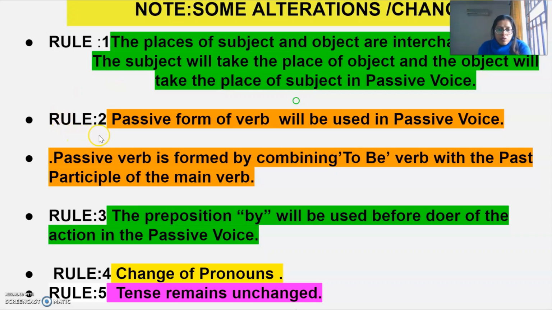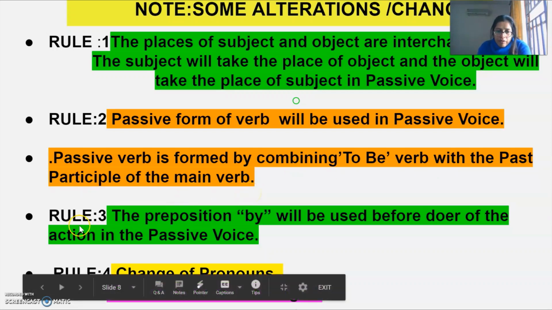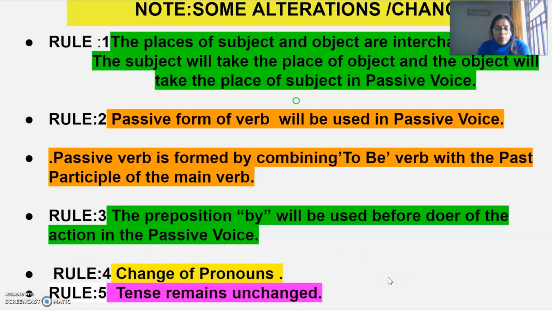Okay, rule number 2, passive form of verb will be used in passive voice. Yes, in passive voice you will always use passive form of verb. And how is the passive form of verb formed? A passive form of verb is formed by combining or by joining to be verb with the past participle of the main verb. Fine. And rule number 3, the preposition by will be used before the doer of the action in the passive voice.